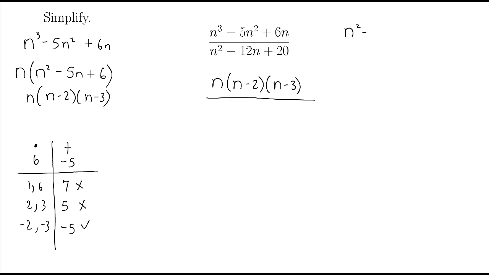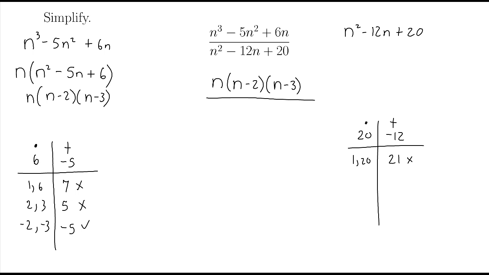N squared minus 12n plus 20. Okay, we don't have a common factor on this one, not right away, so we'll go ahead and try to find two numbers that multiply together to be 20, but add together to be negative 12. Okay, some numbers that multiply together to be 20 are 1 and 20. Those add up to 21. 2 and 10. Those add up to 12. Okay, getting closer, just need to change my signs. Negative 2, negative 10. Those multiply together to be 20, but add together to be negative 12. So negative 2 and negative 10.